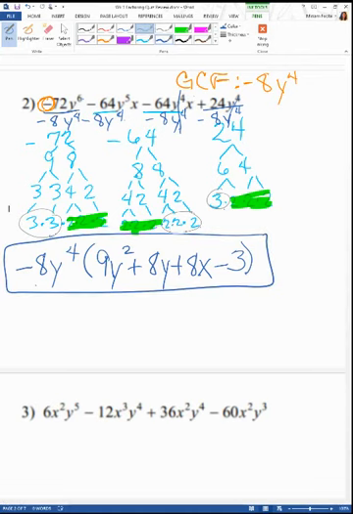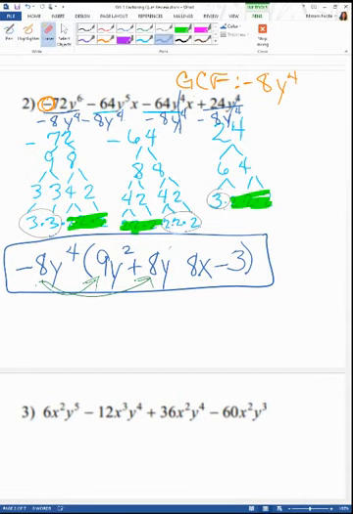And again, we want to double check. Negative 8 times 9, negative 72. Y to the 4th times y squared is the same as adding the exponents, 4 plus 2, which is y to the 6th. Negative 8 times 8 is negative 64. Y to the 4th times y to the 1st. Remember, there's a 1 there. It's understood. 4 plus 1 is 5. And why didn't you guys tell me I forgot my x? There's an x there.